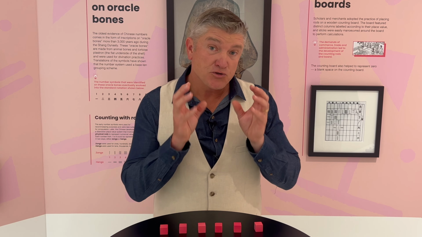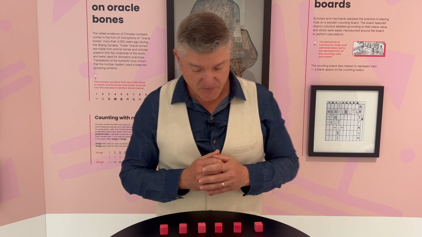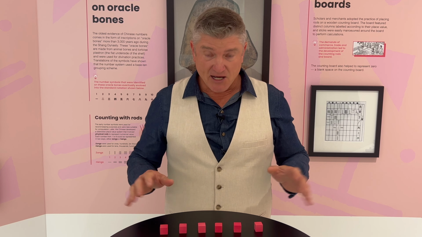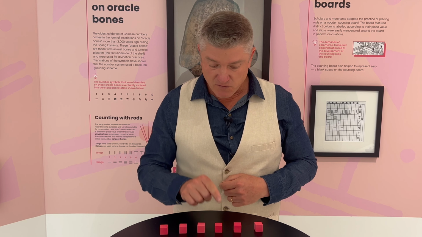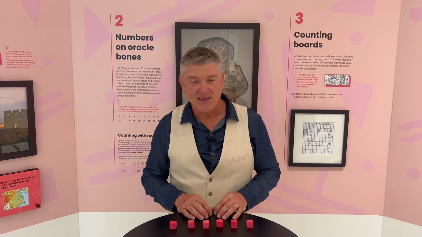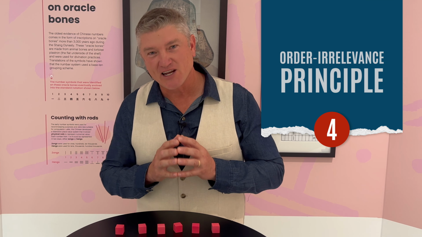So how do you help students develop this idea? Well, you really just need to model it for them. So count it out. 1, 2, 3, 4, 5, 6. There are 6 cubes. And 4, the order irrelevance principle.